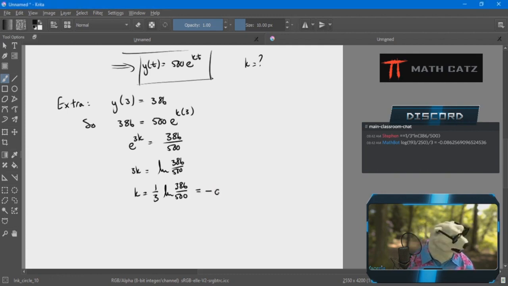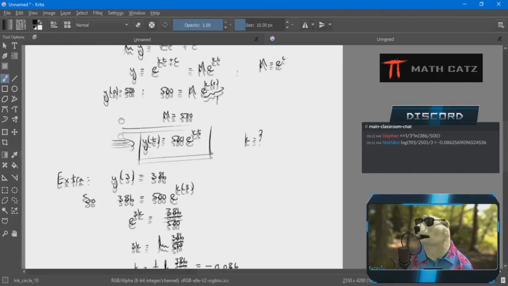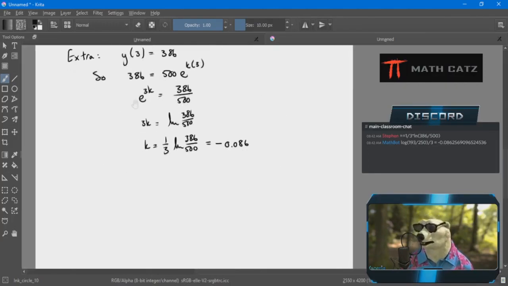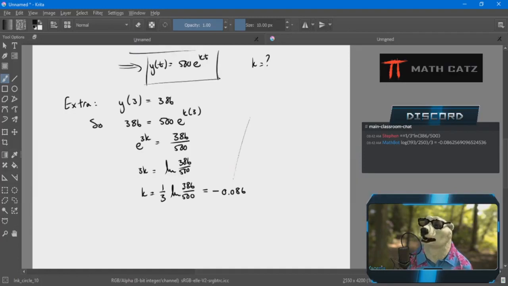I get negative 0.086. So negative because the rate of change is negative. Remember the rate of change is k times y. y is always a positive number. So if I'm going to go down, if I'm going to decrease, then the k has to be negative to make the derivative negative. So that is all making sense. And there's my k value that I can use in my function whenever I need to.